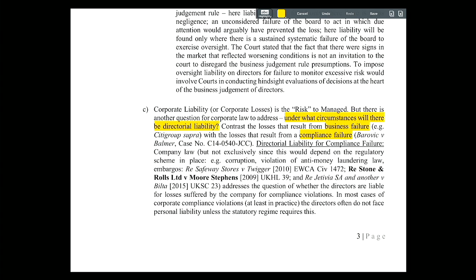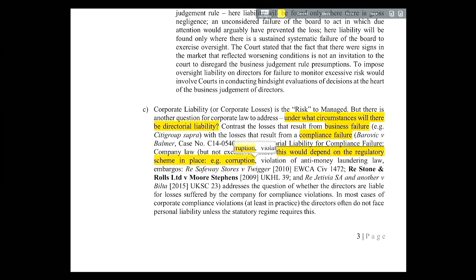So if they say that maybe you need to do certain things with your supply chain to ensure that there's no slavery, and you don't, then it's possible for the regulatory regime to be constructed in such a way as to pin liability on the directors, right? So it's difficult to set up an answer without understanding the regulatory terrain. I think that's the point I'm making. So that's why I said this would depend on the regulatory scheme in place.